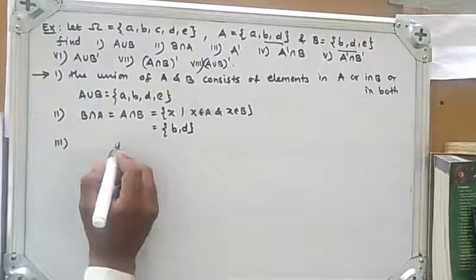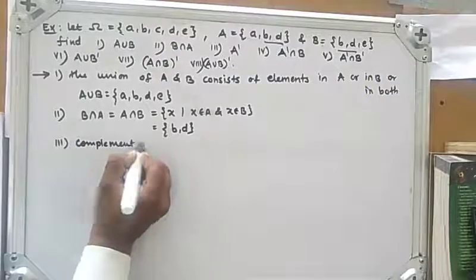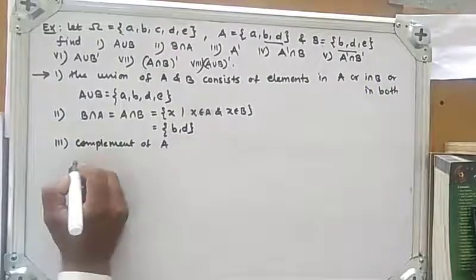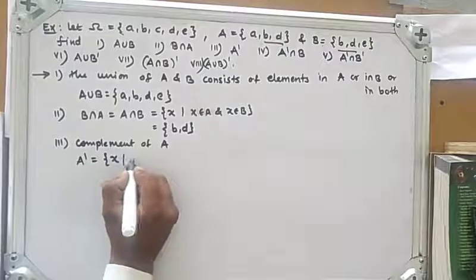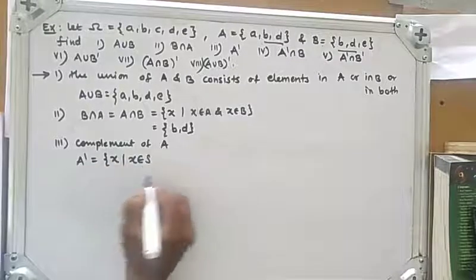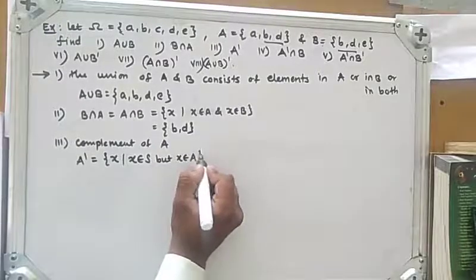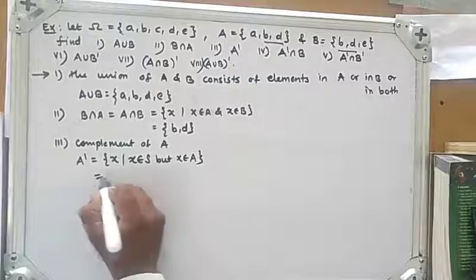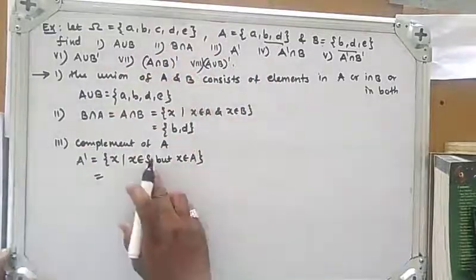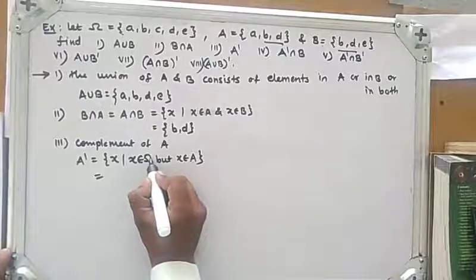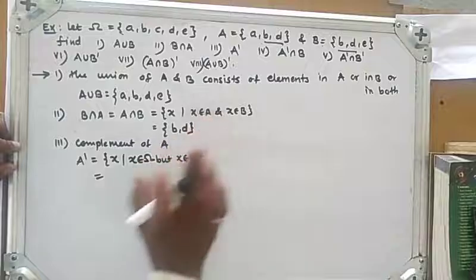Now the third one is complement. The complement of A is denoted by A complement, which is equal to the set of all points X such that X belongs to the sample space but X does not belong to A. It means we subtract the elements of A from the sample space. Sorry, here we are given omega, so I will write omega here.